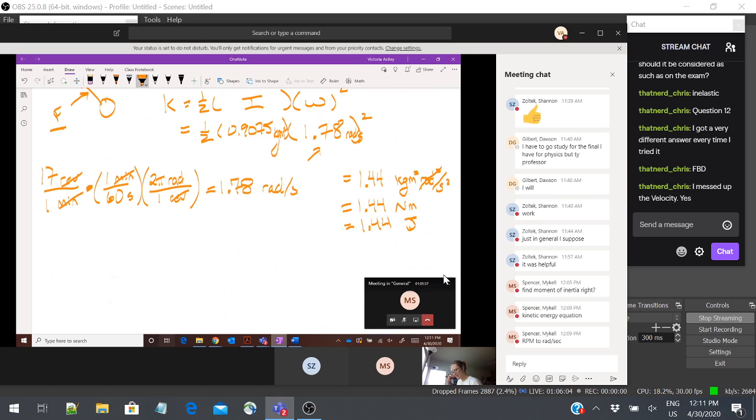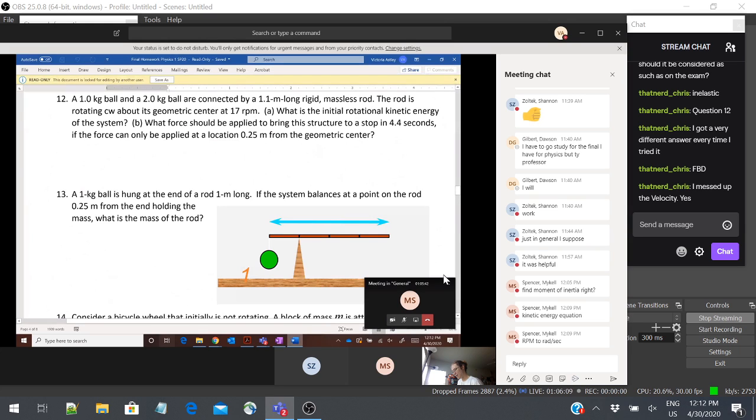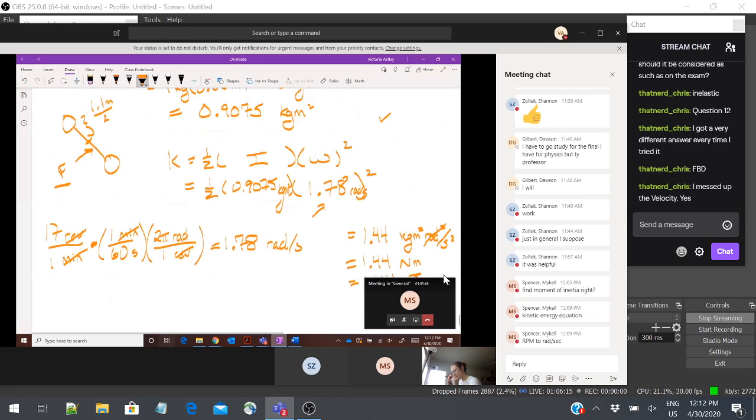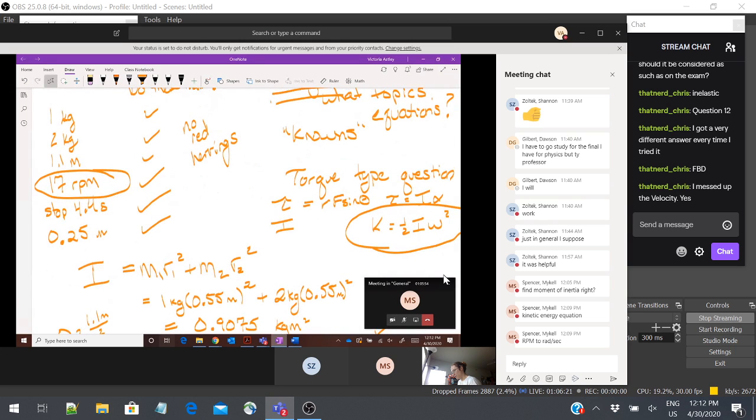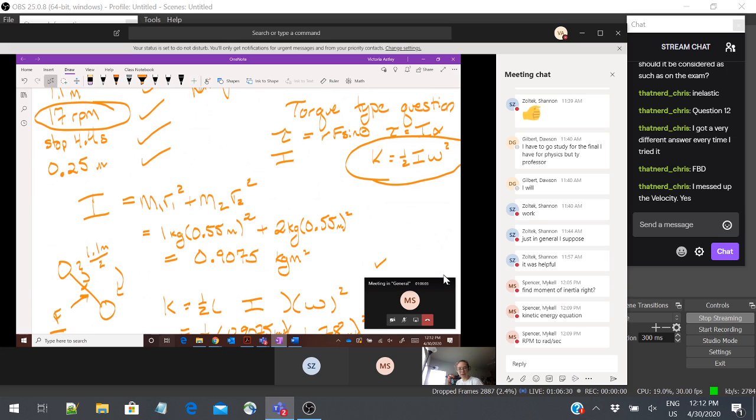All right, so that's our answer for part A. Part B: what force should be applied to bring it to a stop in 4.4 seconds if the force can only be applied at that location? Mentally, what's happening? We have this thing spinning, and we want to bring it to a stop. We need to use the remaining parts of the information that we have not used so far. Why would the force have anything to do with how long it takes to stop? What equation makes that connection? Well, obviously, we need more force to make it stop faster. What equation is that?